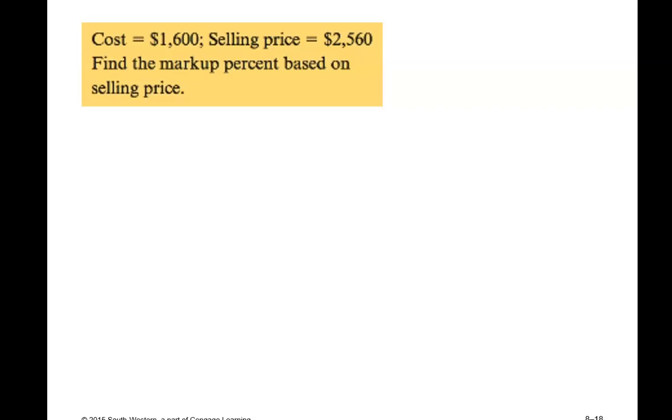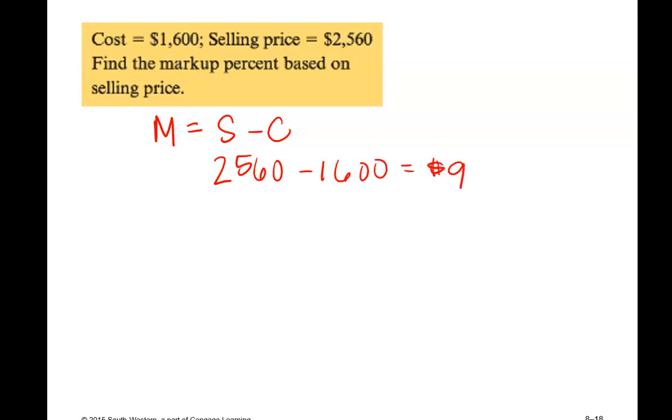And for this one, it gives us the cost and selling price, and it's telling us to find the markup percent based on selling price. And although it didn't say to calculate the dollar markup, you need to find the dollar markup before you can calculate the percent. Okay, and remember that your markup is going to be your selling price minus your costs. So plugging these in, I have 2,560 minus 1,600. This gives me a markup amount of $960.